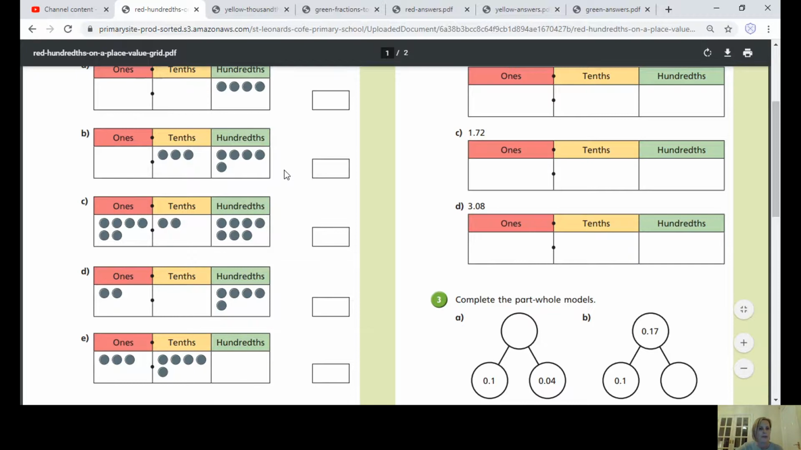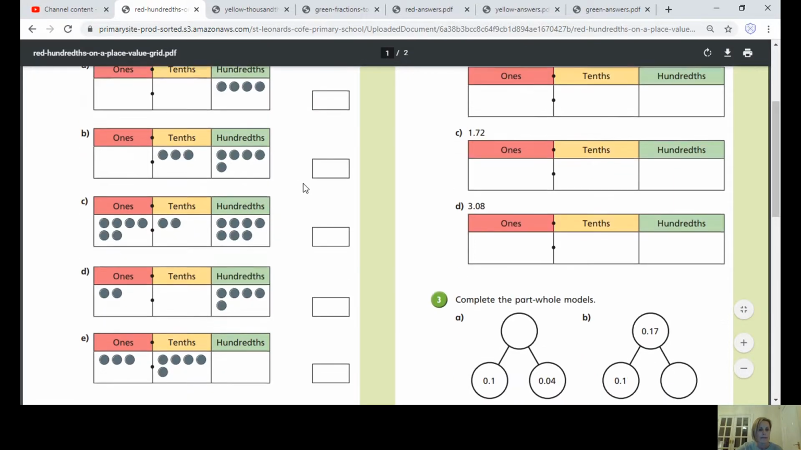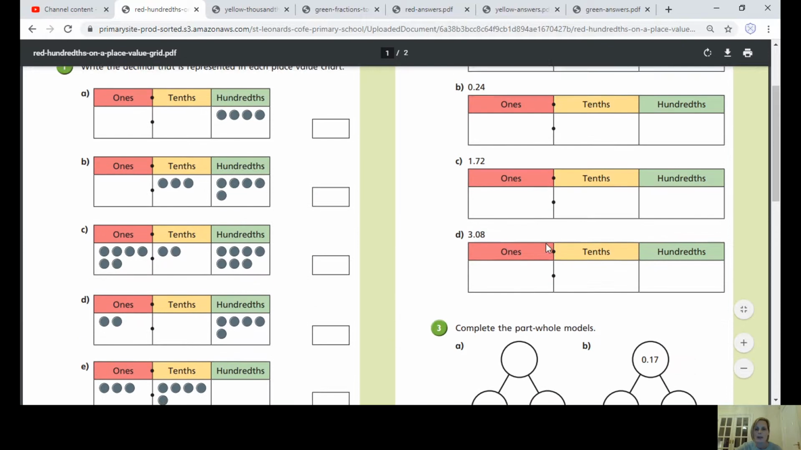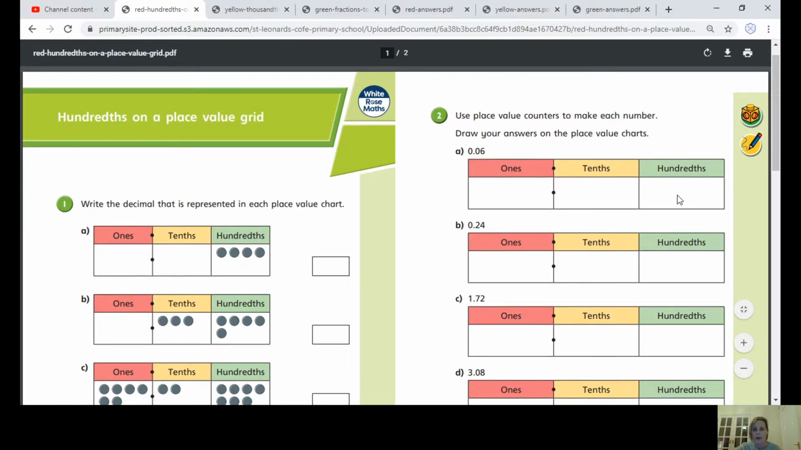So for this first question here, you would write down that there are 0 ones, 0 tenths, and 4 hundredths. So your decimal would look like this, 0.04. Okay, so they're pretty straightforward. Over here, you're going to do the opposite. So they've given you the decimal, and this time you've got to draw the counters in. So we'll look at the first question again. So 0.06, you will draw nothing in the ones, you will draw nothing in the tenths, and you will draw 6 hundredths. Okay, draw them as counters like in question 1.